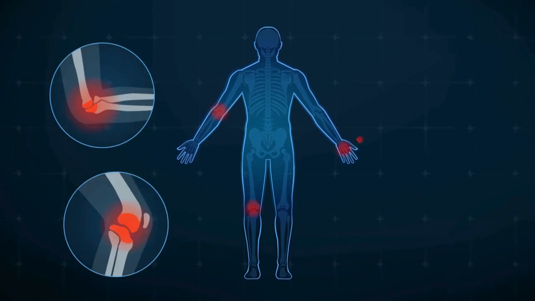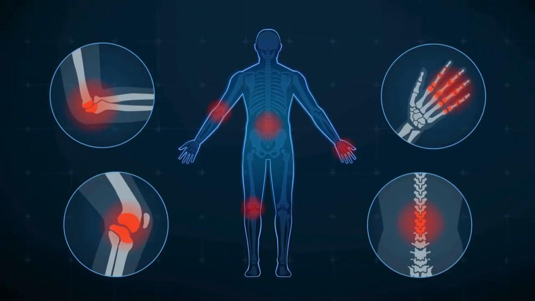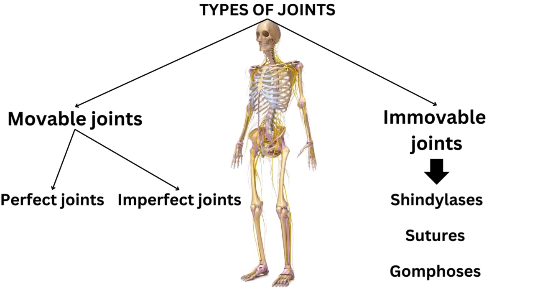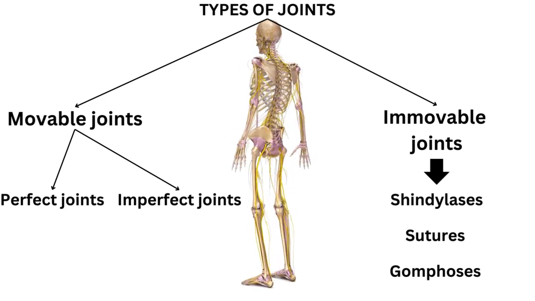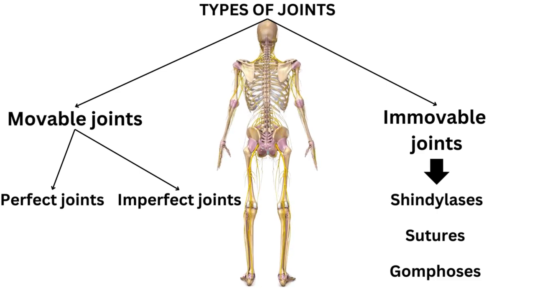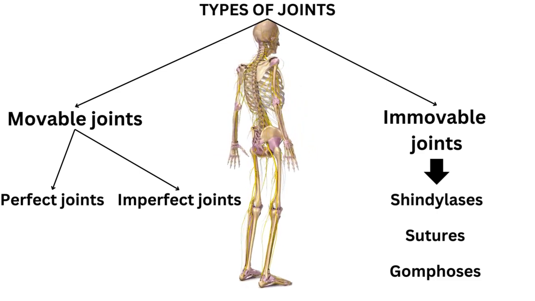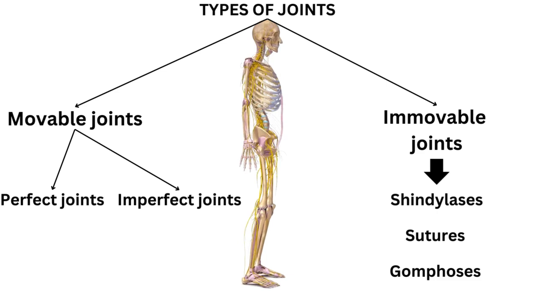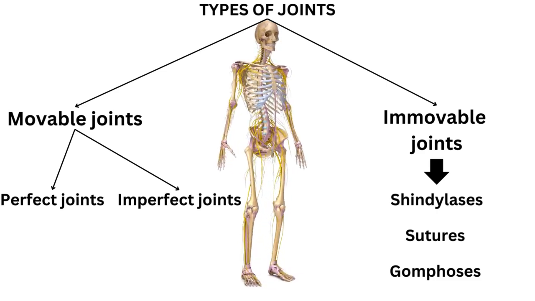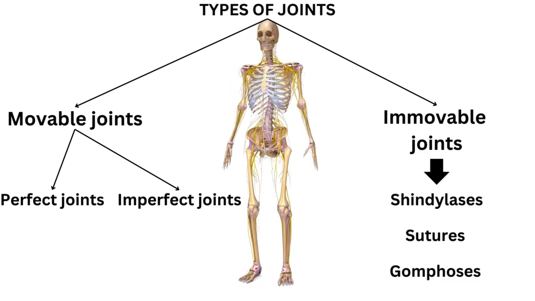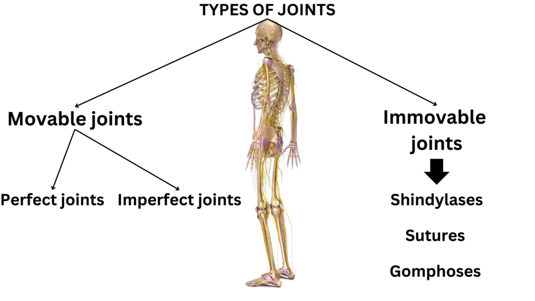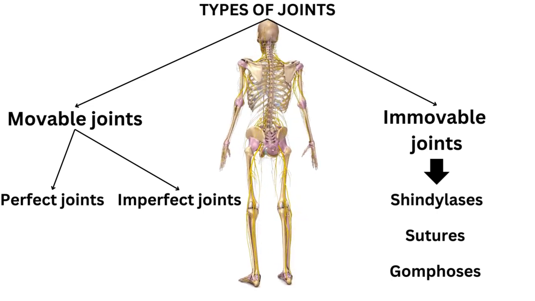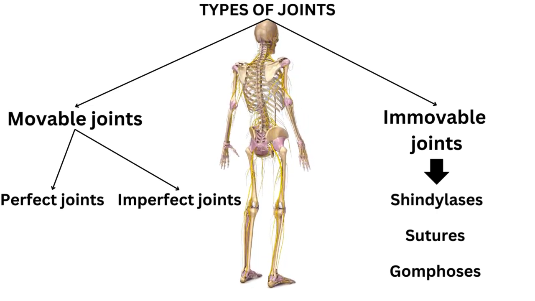Okay, now in the next slide, let's talk about the types of joints and how the joints have been differentiated into kinds. So types of joints are mainly movable joints and immovable joints. These movable joints are again divided into perfect joints and imperfect joints, and these immovable joints are of three types: syndesmoses, sutures, and gomphoses.